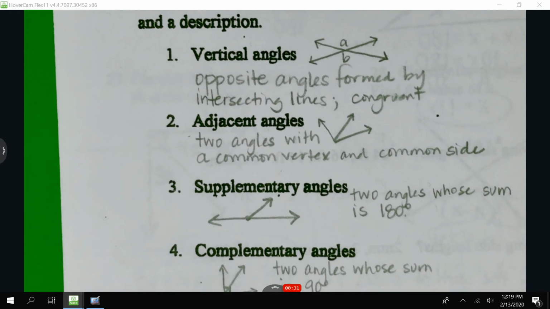Adjacent angles are two angles with a common vertex and a common side. So remember, they're side by side. They're right beside each other.